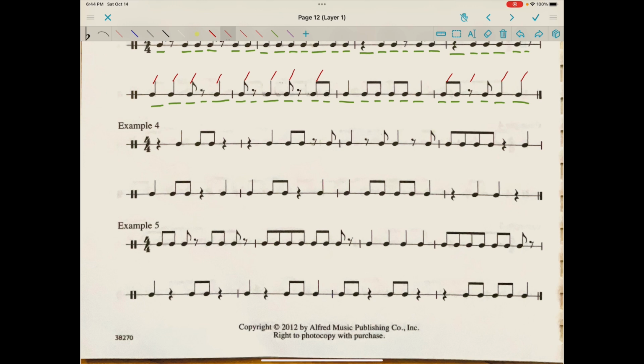So let's begin just by marking all of our do's. We'll be marking every single beat with a red slash mark. So a quarter rest will be 1 beat, a quarter note, 1 beat. Our next do will fall right here.